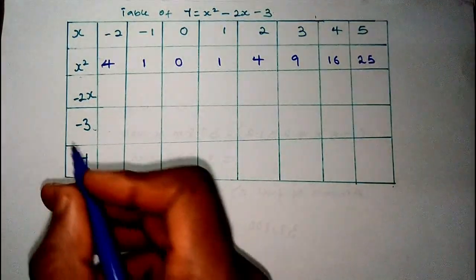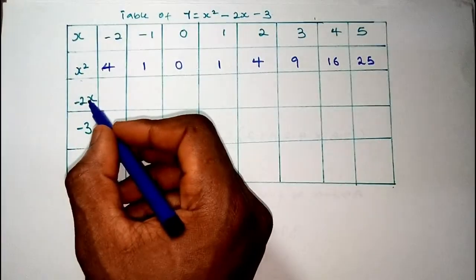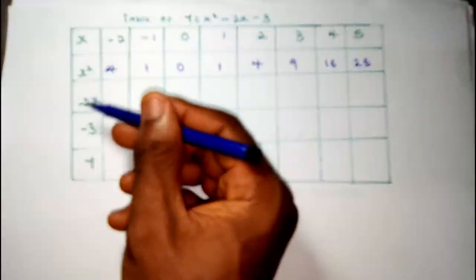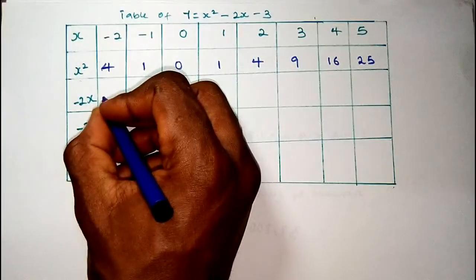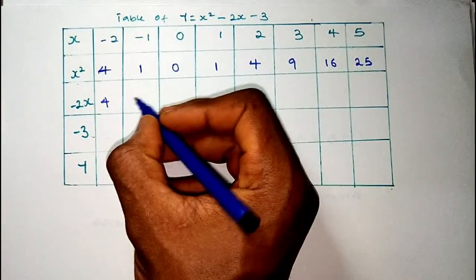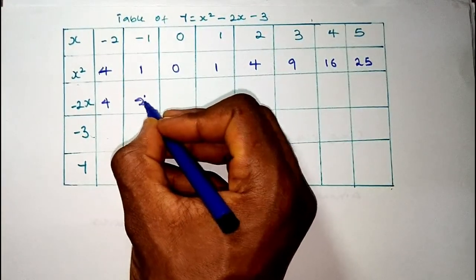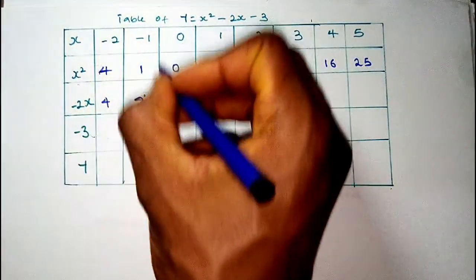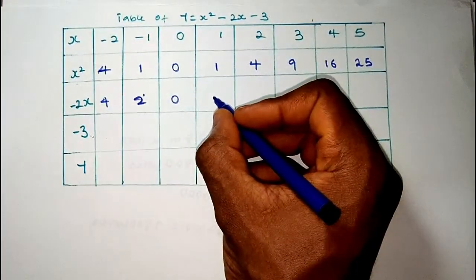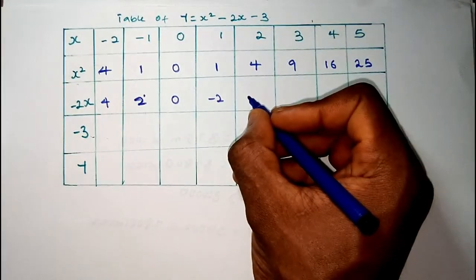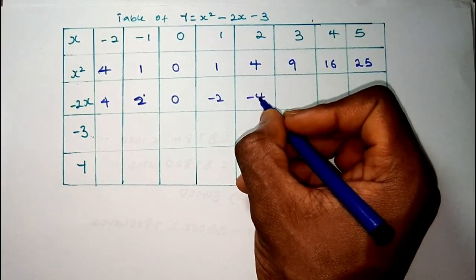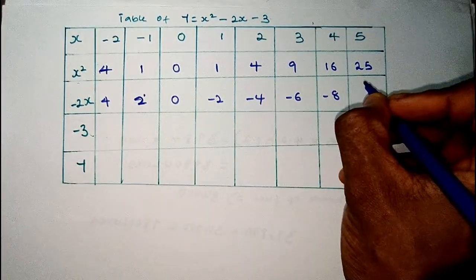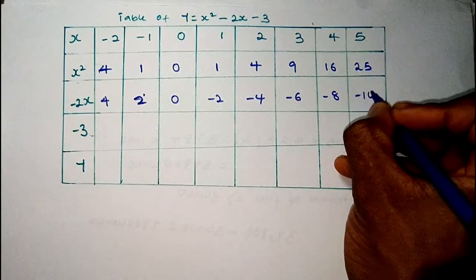Okay, so the next one is this. -2 times x. x is each of those values here. So we're going to start with -2. So -2 times -2 is going to give us 4. And -2 times -1 will give us 2 because minus times minus is plus. So this is going to give us 0. Now -2 times 1 is -2. -2 times 2 is -4, and -2 times 3 is -6, -2 times 4 is -8, -2 times 5 is -10.